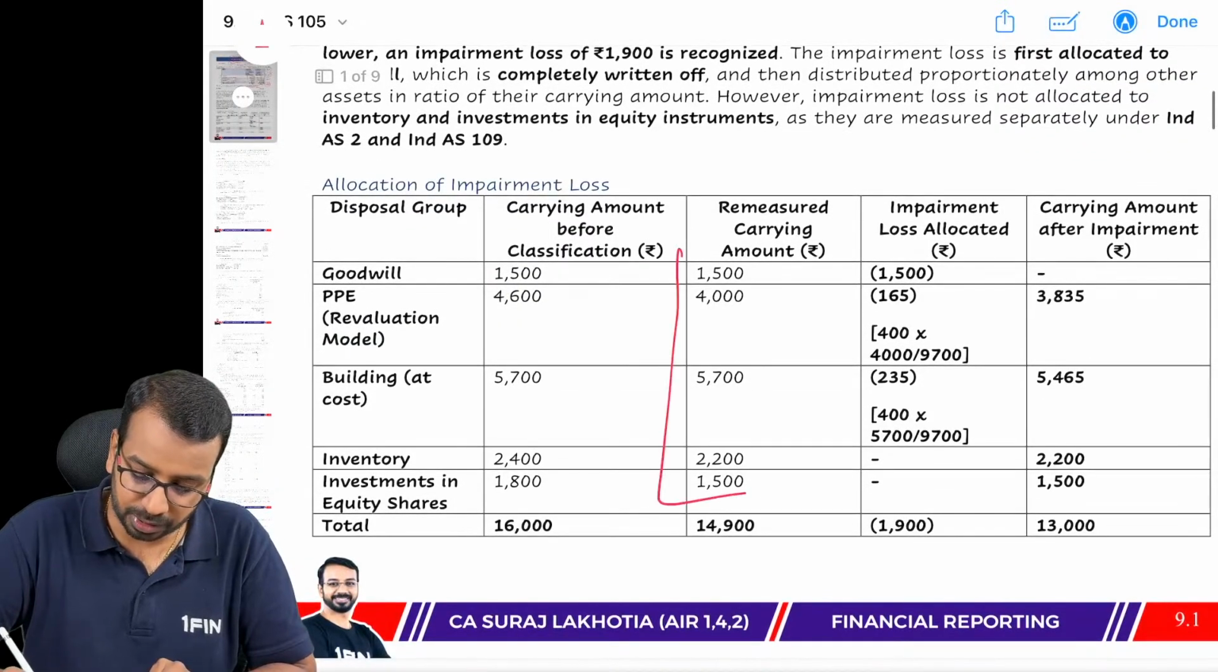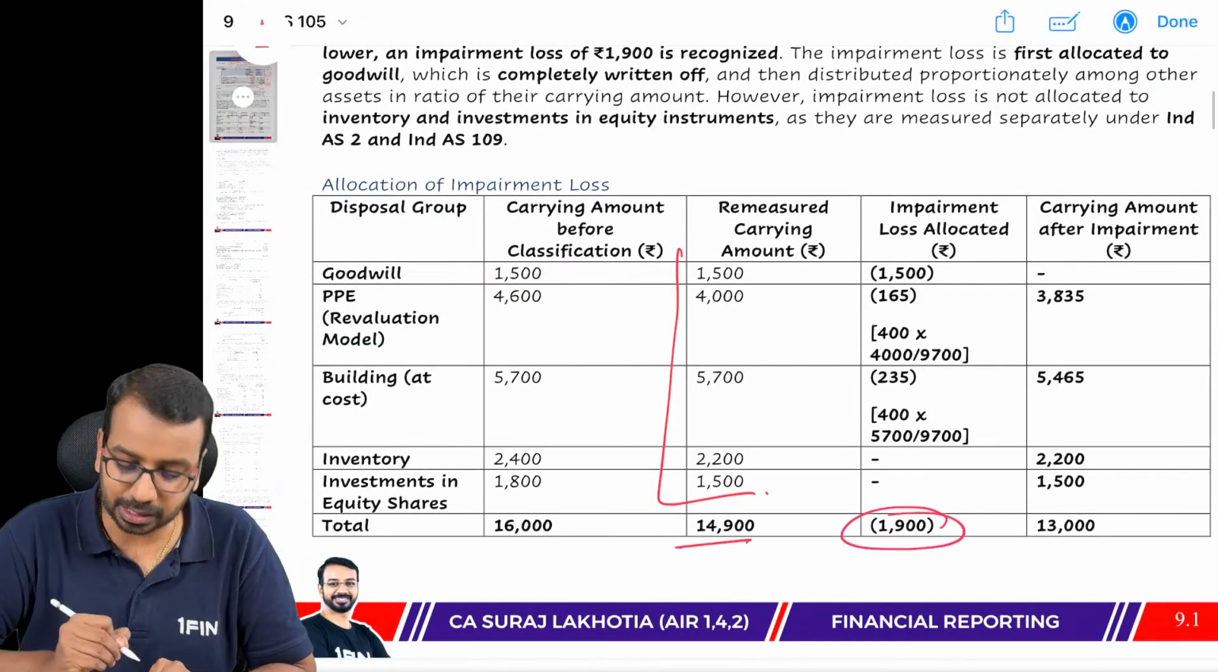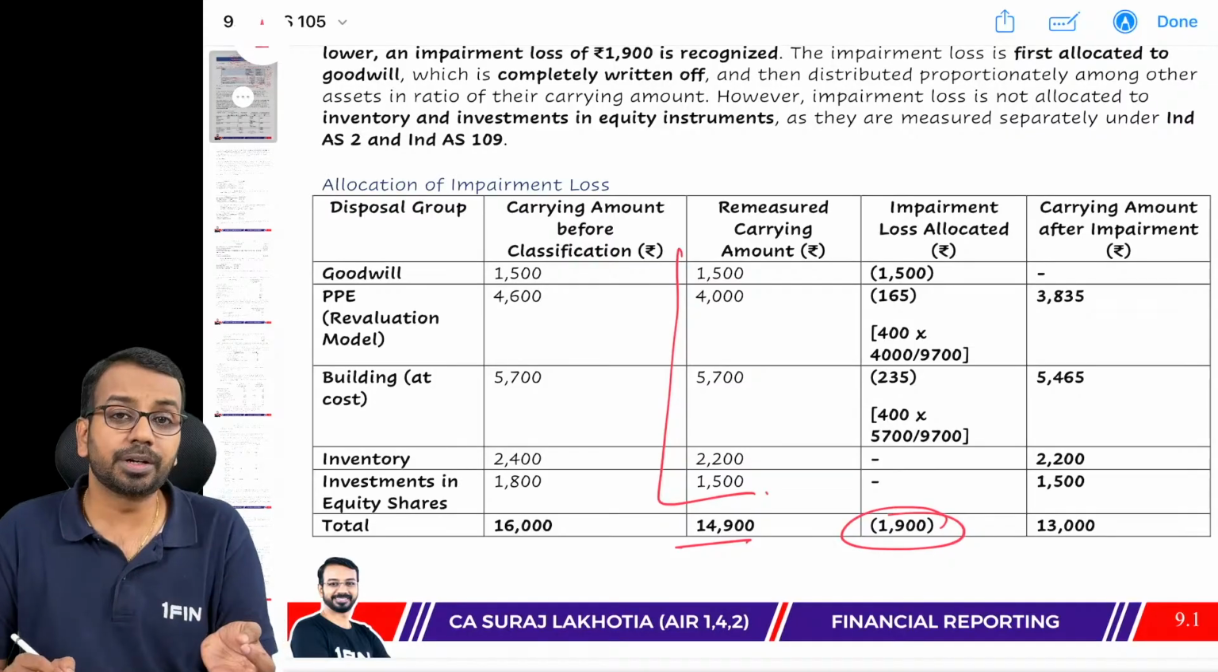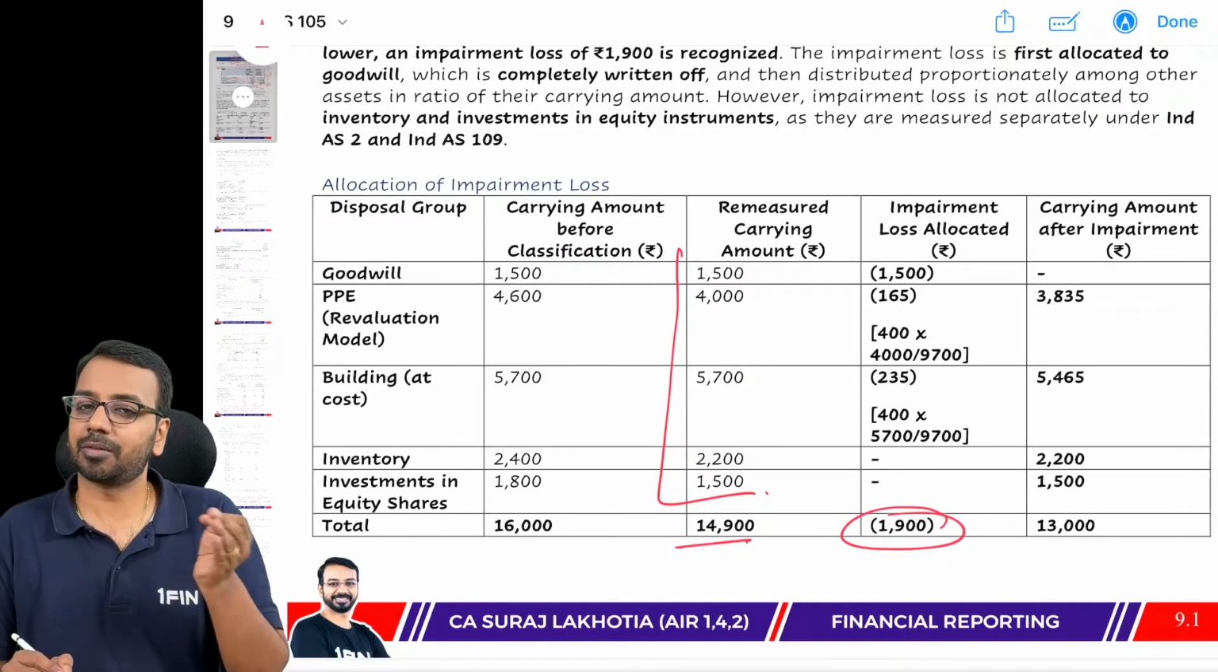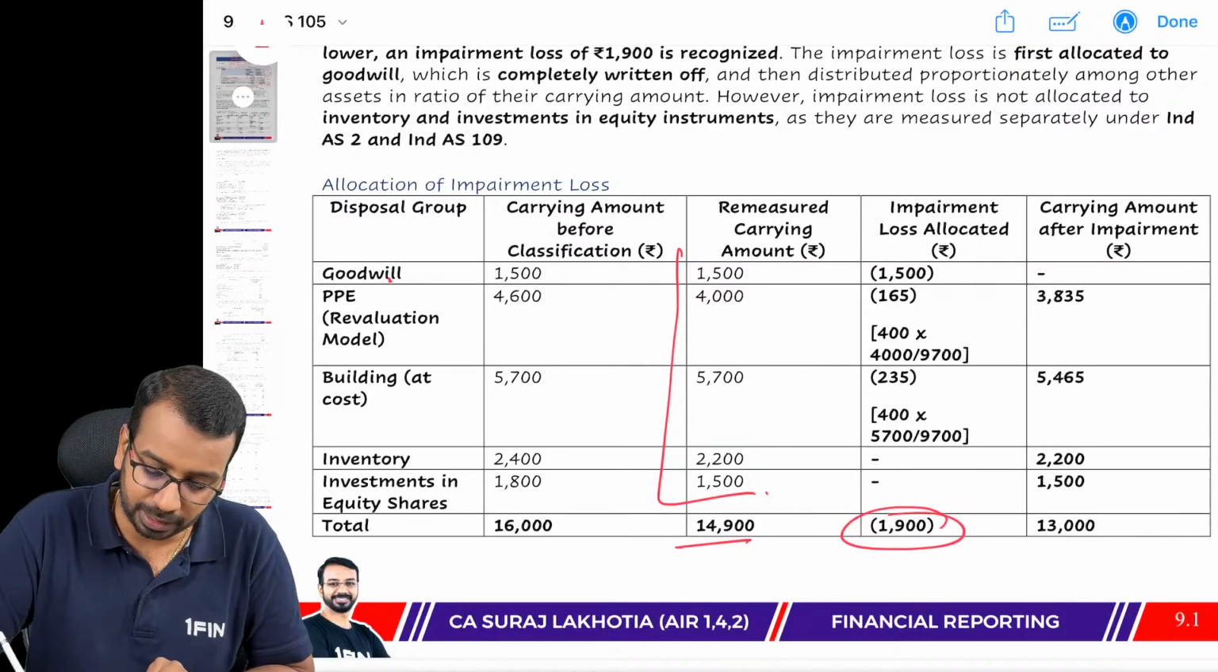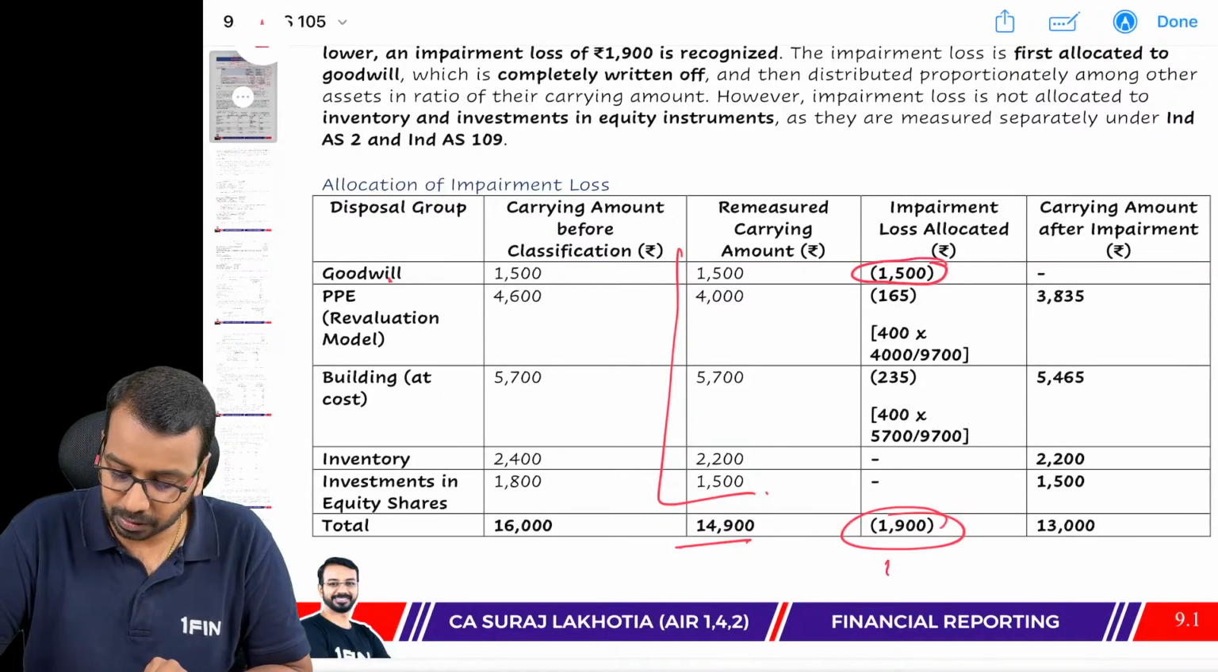So the remeasured carrying amount is there. This is what we will compute, and the loss that has come is 1,900. How do we treat this loss? Same principles of impairment. First thing, goodwill: the entire 1,500 is written off. So how much is left? 400 is left.